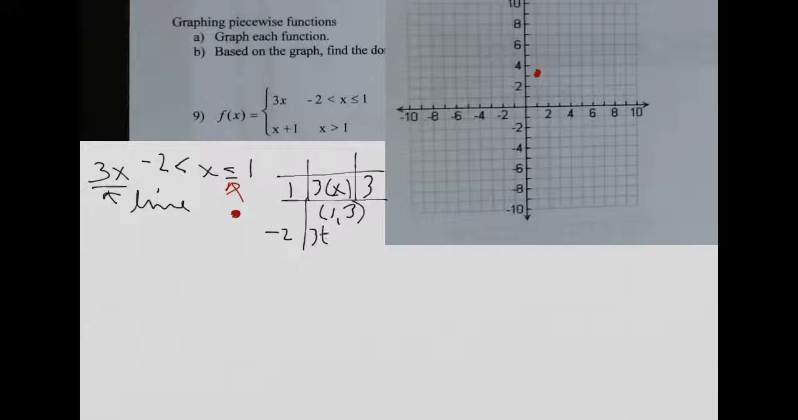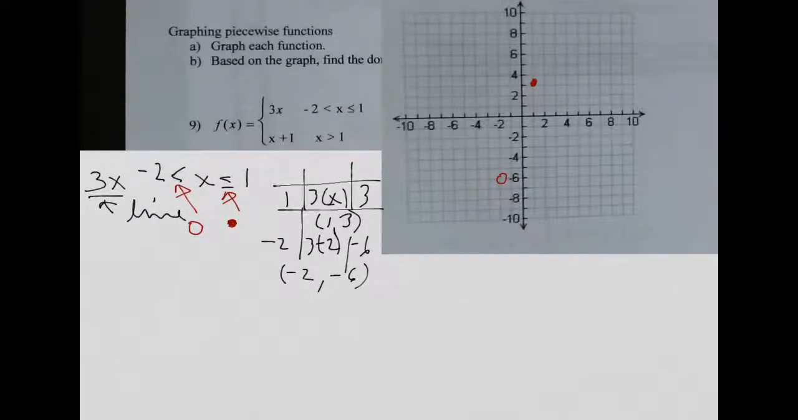So I plug in -2 for the x, I get an answer of -6. So I'm going to plot (-2, -6). Again, what kind of a dot? I need to look at this symbol here. This doesn't have an underline, so it's an open circle. So let's go to (-2, -6). There it is, an open circle. And again, if you had a ruler to do this, it would come out perfect. Okay, next one I'm graphing is x plus 1.